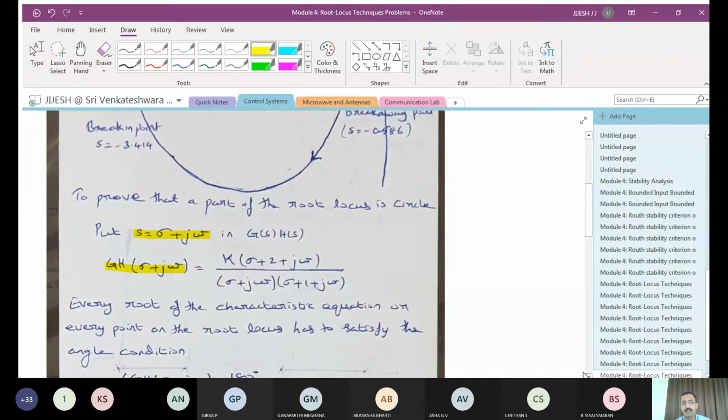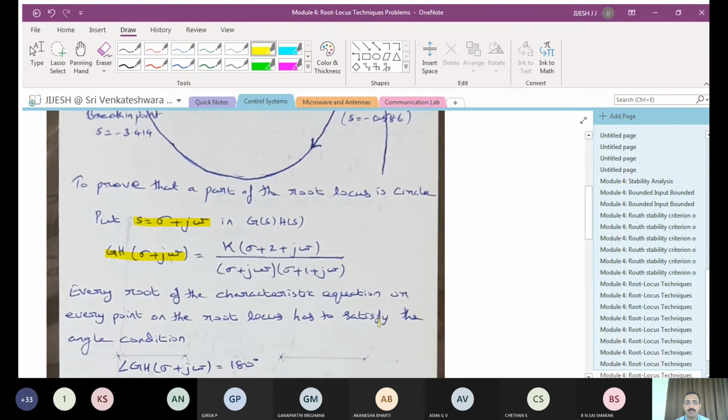Then every root of the characteristic equation, or every point on the root locus, has to satisfy the angle condition. So what is the angle condition? When you take the angle of G of S, H of S for sigma plus j omega, that should be equal to 180 degrees. So this is the angle condition.